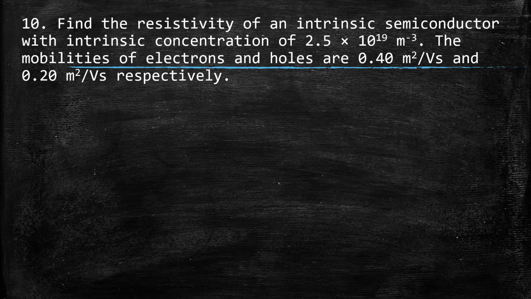The last problem, find the resistivity of an intrinsic semiconductor with intrinsic concentration of 2.5 into 10 power 19 per meter cube. The mobilities of the electrons and holes are 0.4 meter square per volt per second and 0.20 meter square per volt per second respectively.